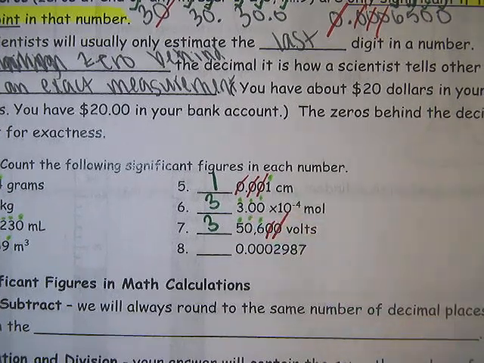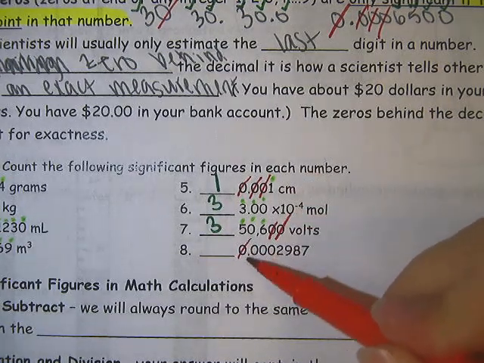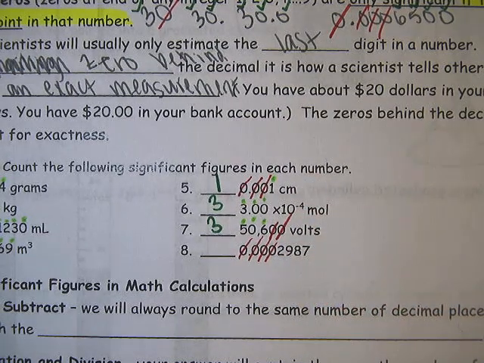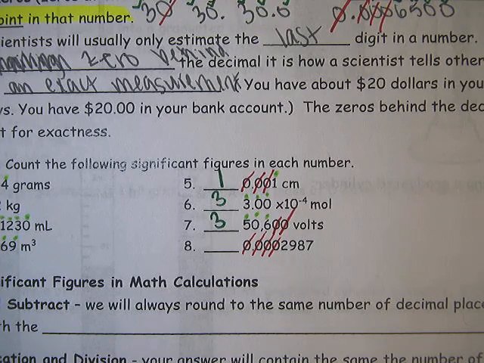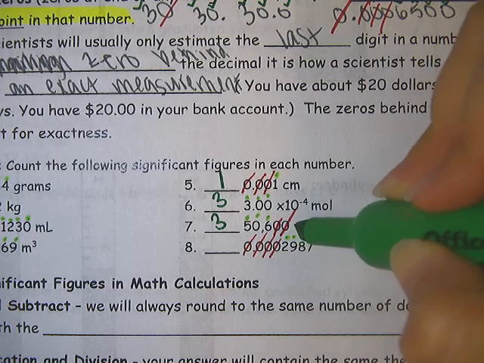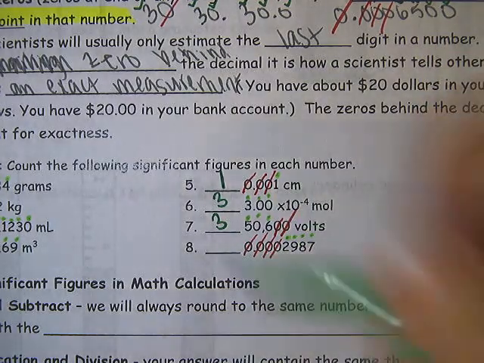And then for number 8, I have a whole lot of leading zeros. They're all going to be insignificant because leading zeros are never significant. And then all of my non-zero digits, 1, 2, 3, 4, are significant. So that means that has 4.